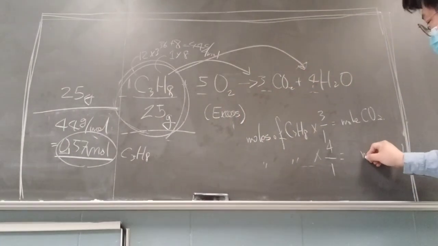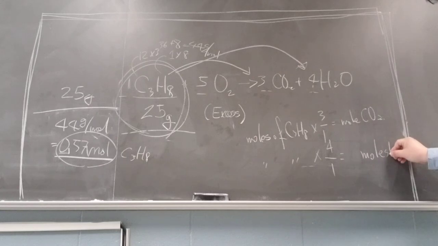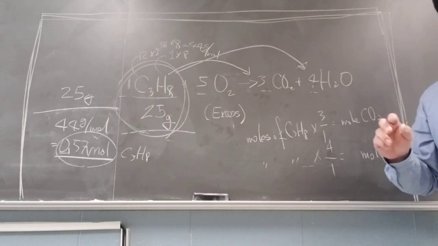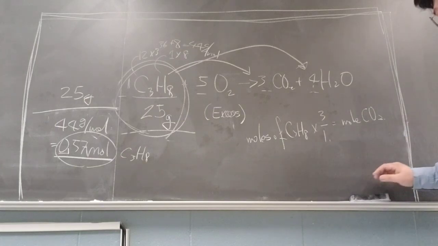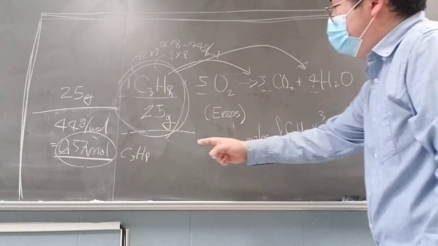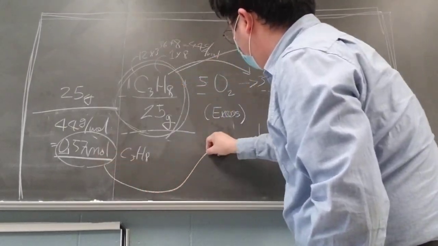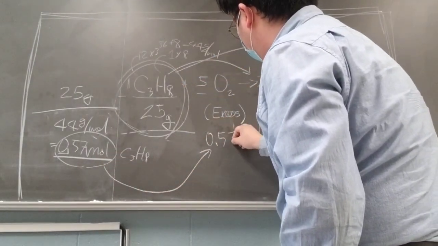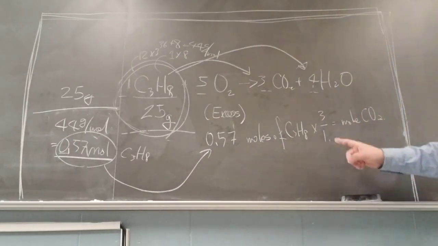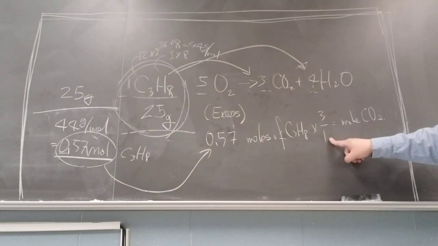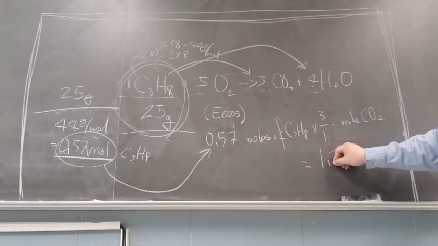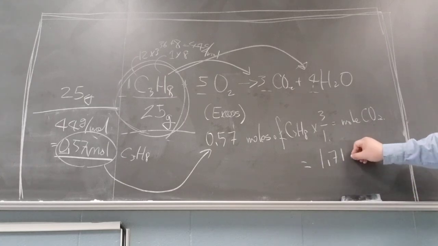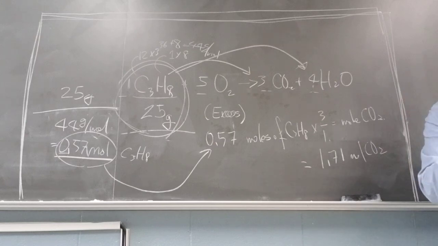But in this question, we only wanted the carbon dioxide, so we just stick to this one. So I'm going to copy this number right here, 0.57 moles of propane, and multiply it by 3 over 1. If you just triple this number, that will be approximately 1.7. Perfect. So now you have the actual moles of carbon dioxide, right?